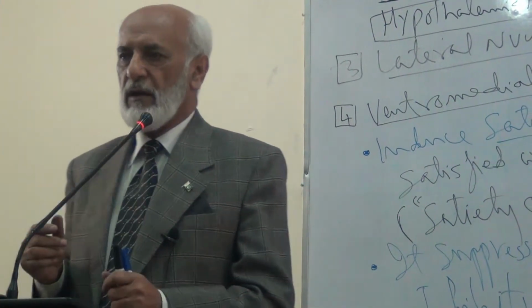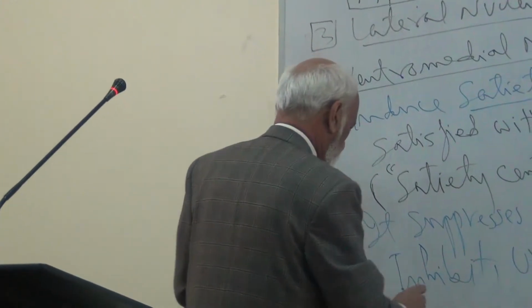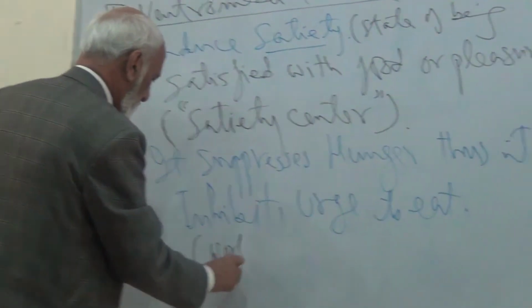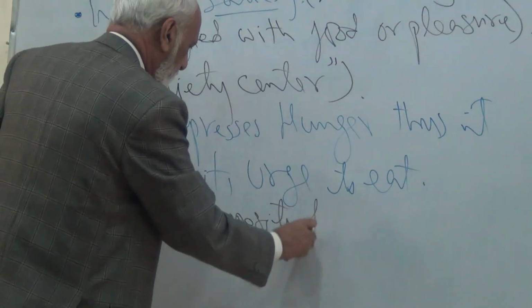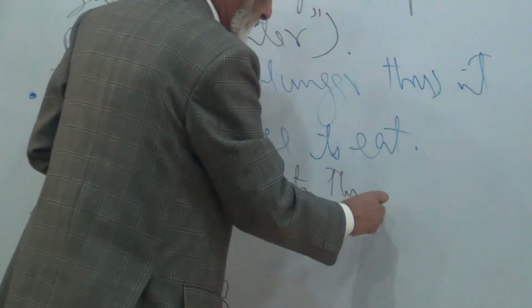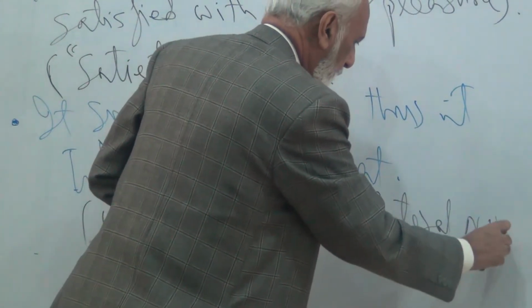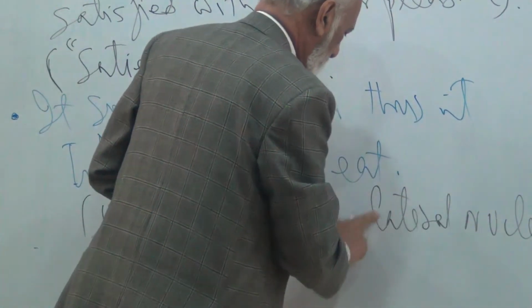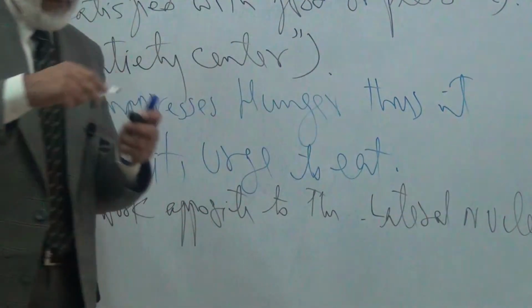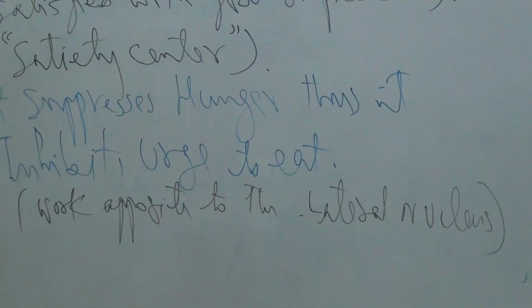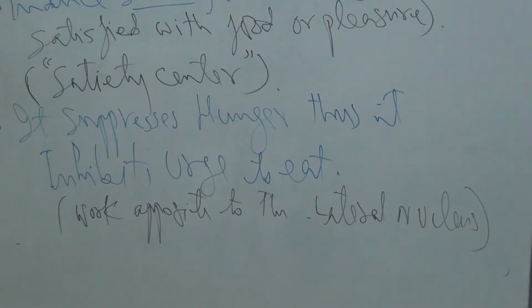This nucleus works opposite to the lateral nucleus of the hypothalamus, which we will discuss later on, because the lateral nucleus stimulates hunger and thirst, and this inhibits hunger and thirst.